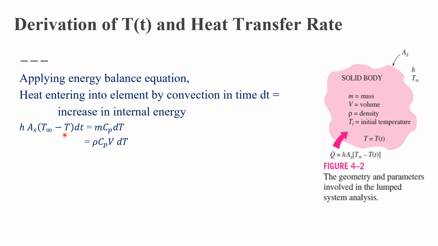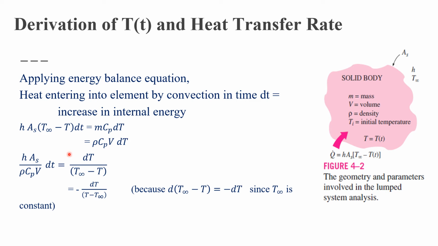h into a into (T infinity minus T) into dt. Why dt? I have taken the convection in watts, joules per second. I want to know how much heat has entered into the body in time dt. So that is equal to the increase in internal energy, m Cp dT.